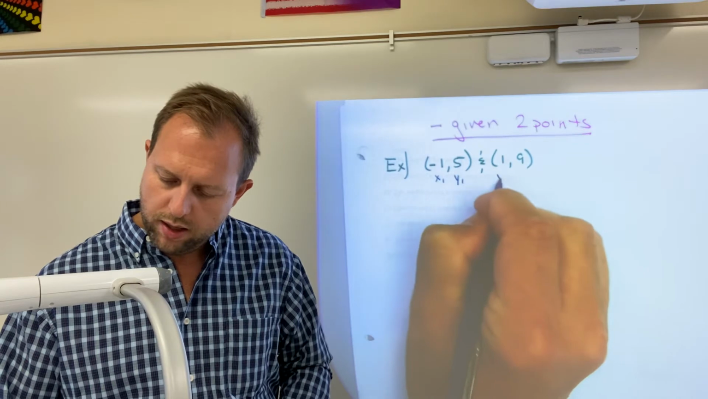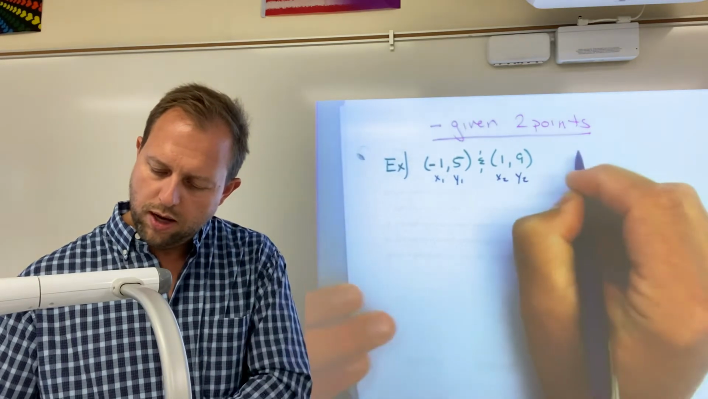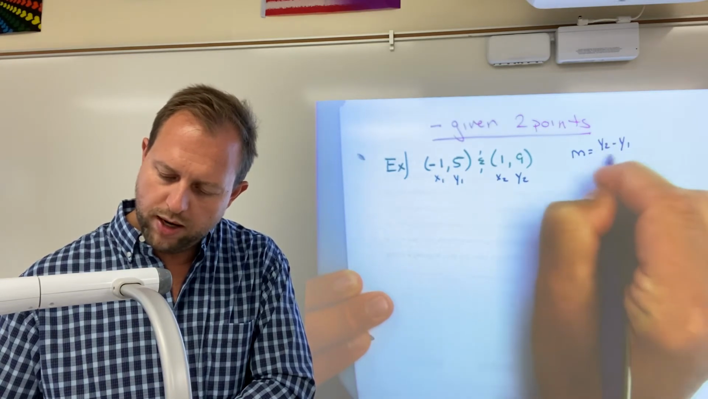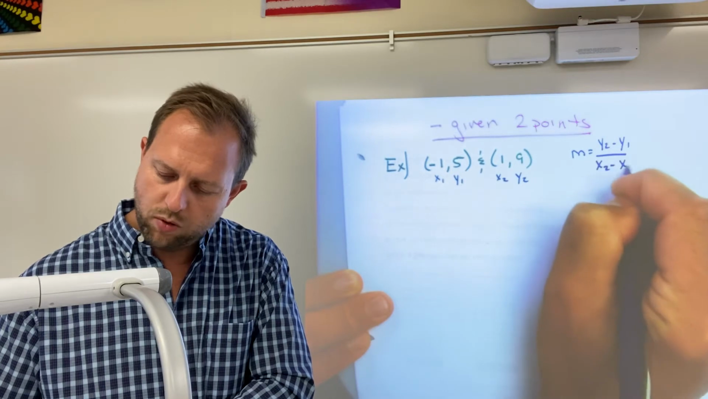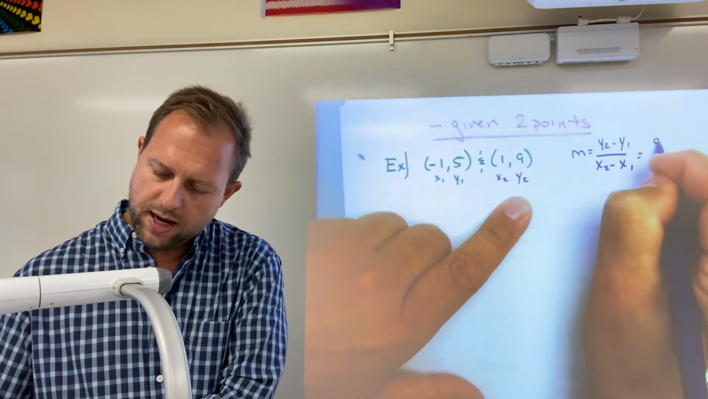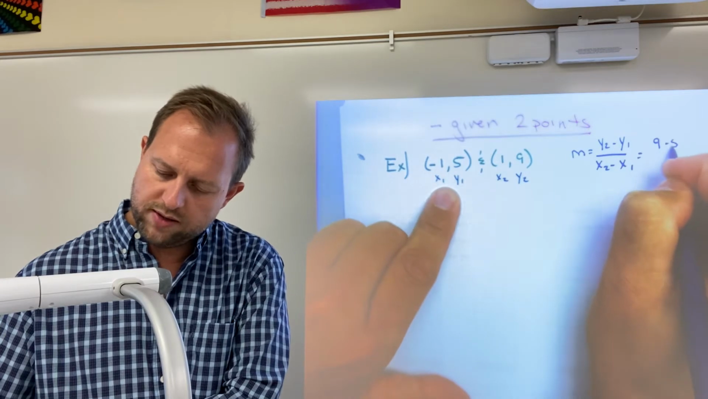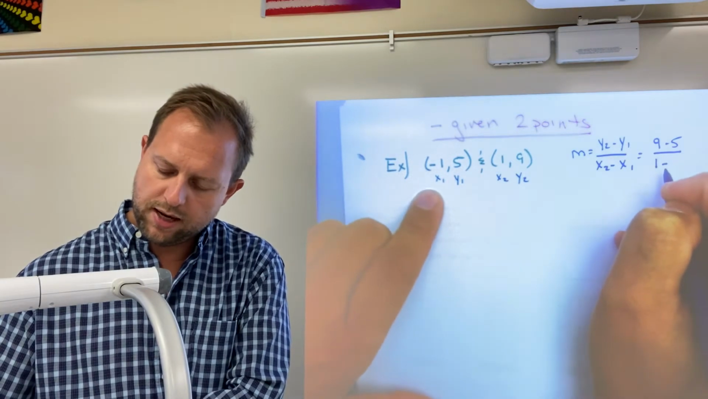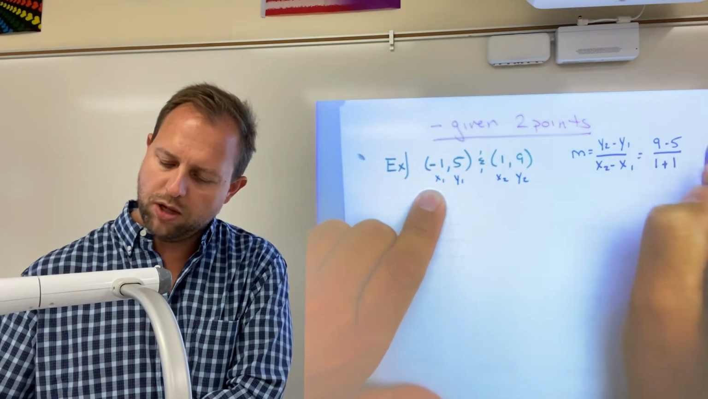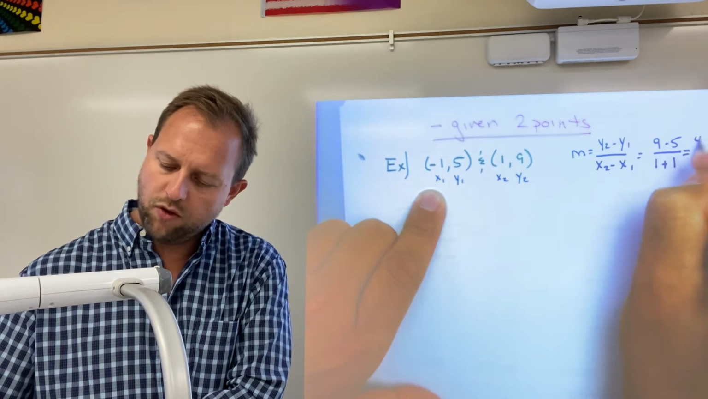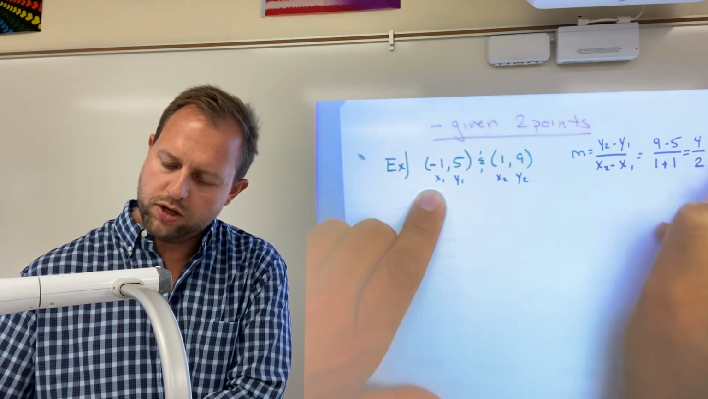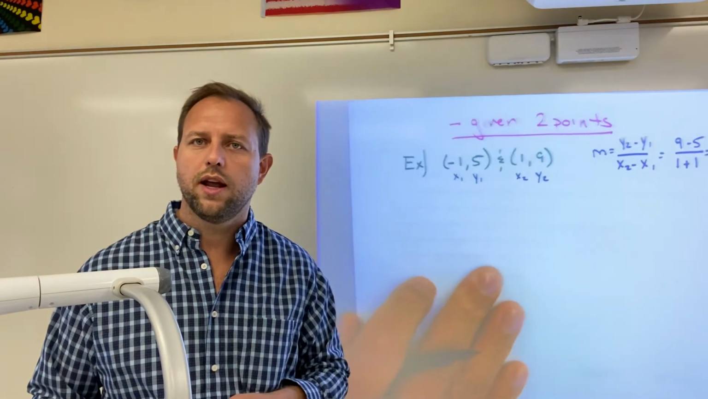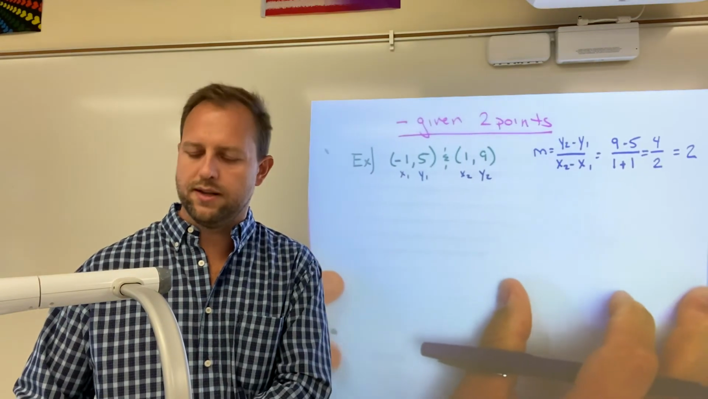x1, y1, x2, y2, and we know that slope is y2 minus y1 over x2 minus x1. So y2 is 9, minus y1 is 5, over x2, which is 1, minus x1, which is -1, that makes it a plus. 9 minus 5 is 4, over 1 plus 1 is 2, and 4 divided by 2 is 2. And I went off the screen. There it is.